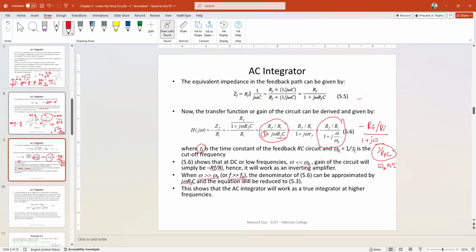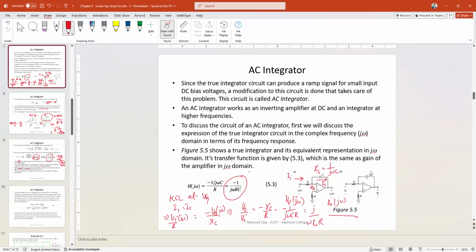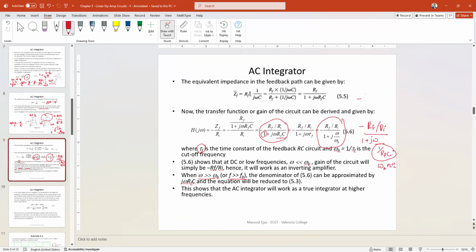1 over j omega R input C is the transfer function of your true integrator, which means that at frequencies quite larger than the break or cutoff frequencies, this circuit is going to be operating exactly, or approximately, let's say, or very close to, a true integrator circuit.